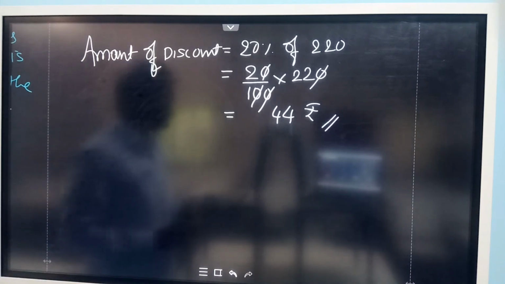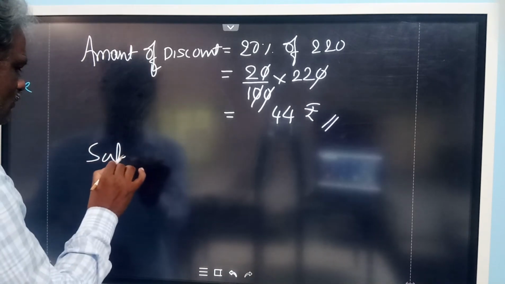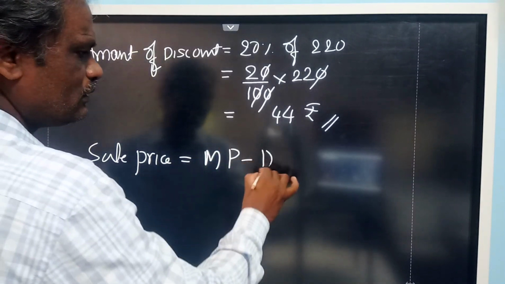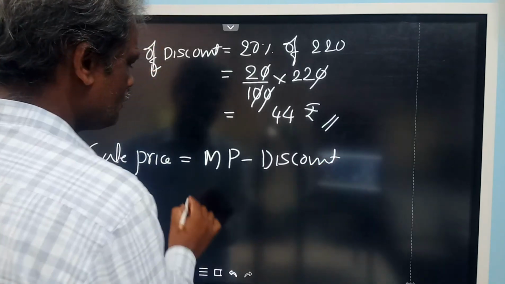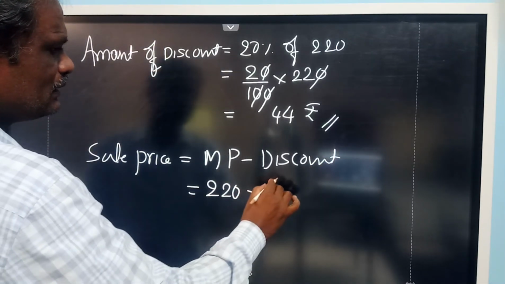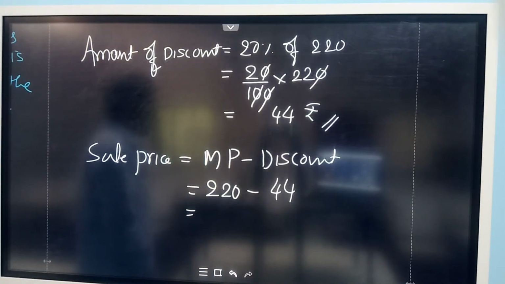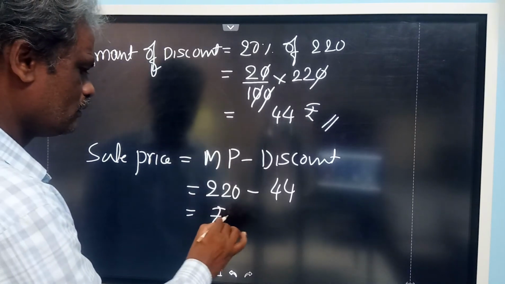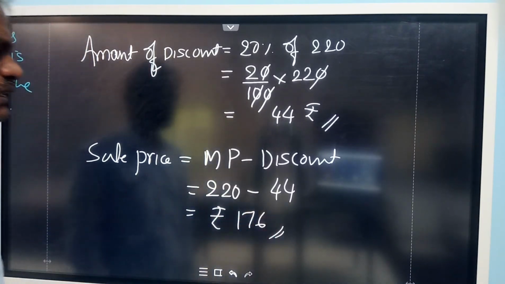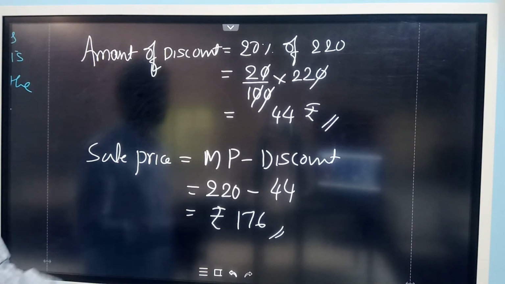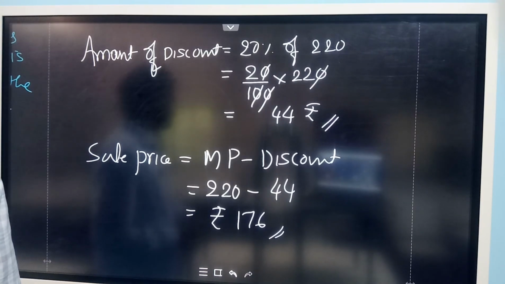After calculating the amount of discount, they also asked what the sale price is. Sale price can be calculated as market price minus discount. The market price here is 220 rupees, the discount is 44 rupees. Subtract this and tell me the answer. 176 rupees. So this is the sale price. After giving a 20% discount, the sale price is rupees 176.